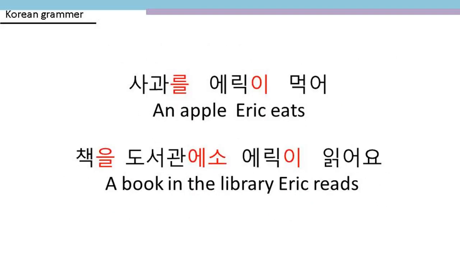While the predicate of a Korean sentence always comes at the end of the sentence, the order of subjects, objects, and adverbs changes. However, the role of each of these parts can still be identified because of the particles attached to it. For example, 사과를 에릭이 먹어. An apple Eric eats. 책을 도서관에서 에릭이 읽어요. A book in the library Eric reads.